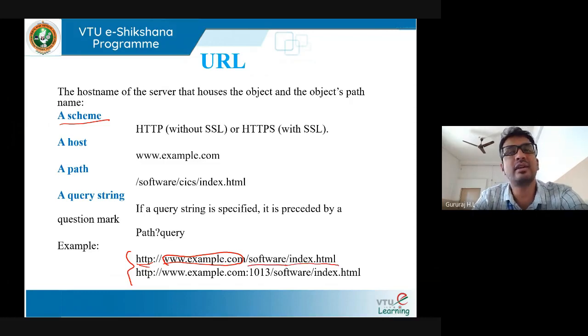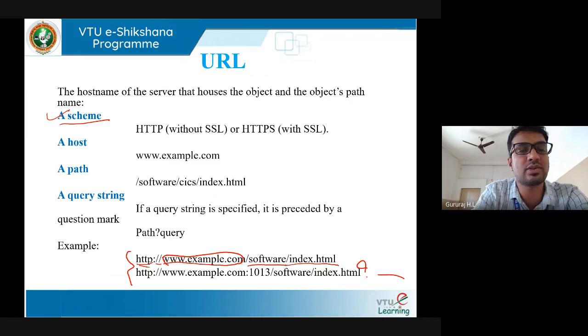Sometimes, if I want to download or view an object, the URL will end with a question mark. Something like path, question mark, some query, that is called the query string. These are the four major parts of a URL. One is the scheme, the protocol which you are going to use, followed by colon double slash, and then the host, which host you want to go to.